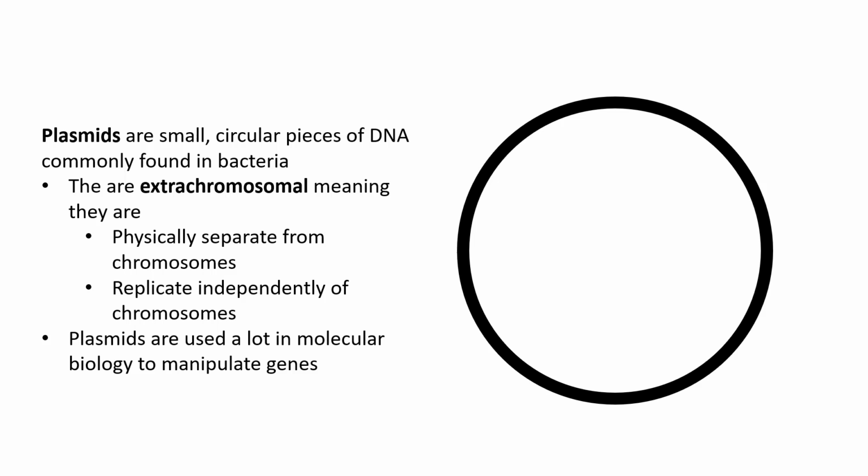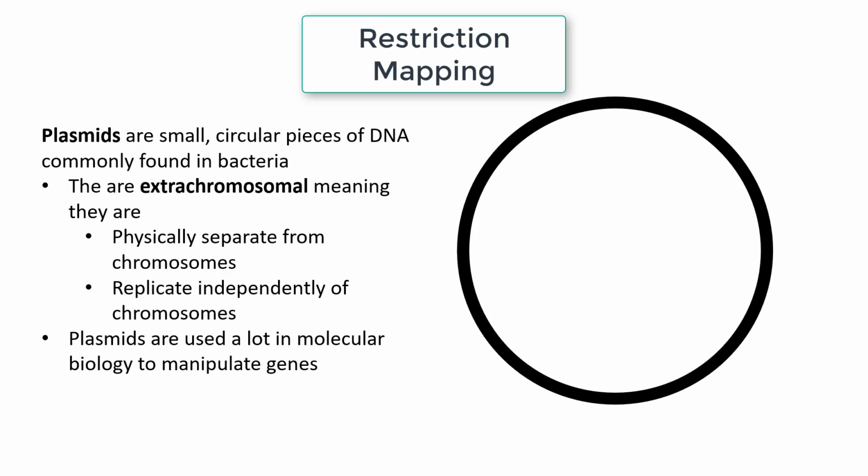So in this application exercise, we're going to learn about a technique that uses restriction enzymes and gel electrophoresis to map DNA. The technique is called restriction mapping, and it's a method used to map an unknown segment of DNA by breaking it into pieces and then identifying the locations of those breakpoints.